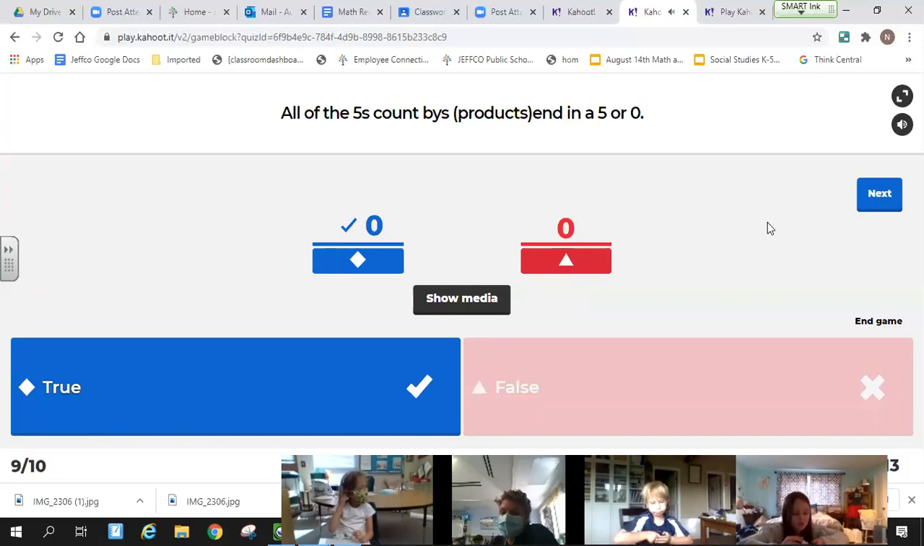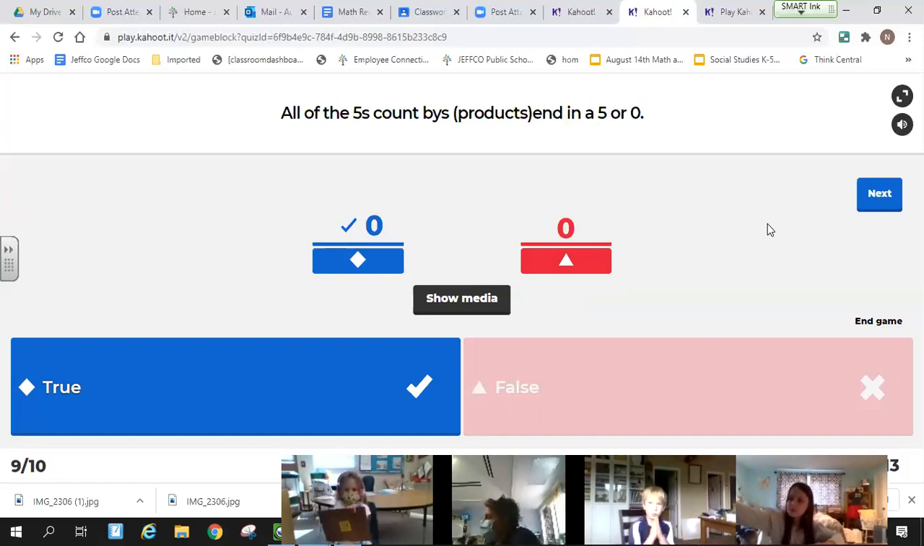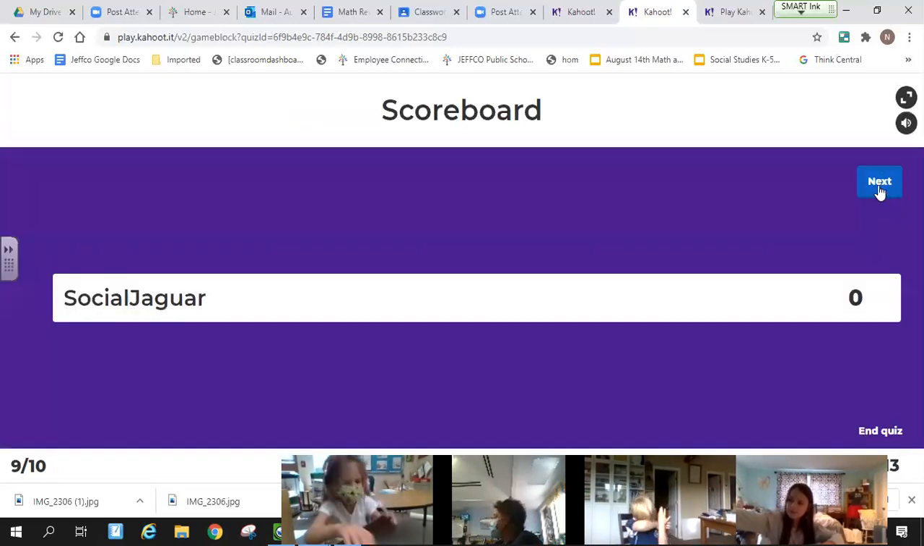Okay, if you were not sure about that, everybody's going to do the count bys with me. Ready? 5, 10, 15, 20, 25, 30, 35, 40, 45, 50. Do they all end in a 5 or 0? Those are your count bys. Those are your products. I think this is the last one.